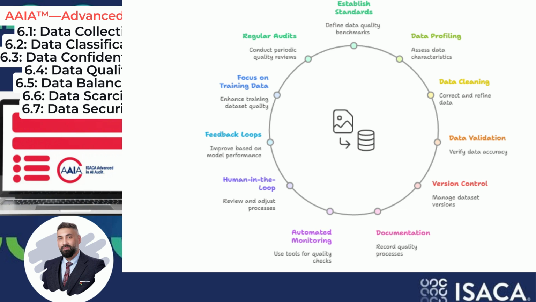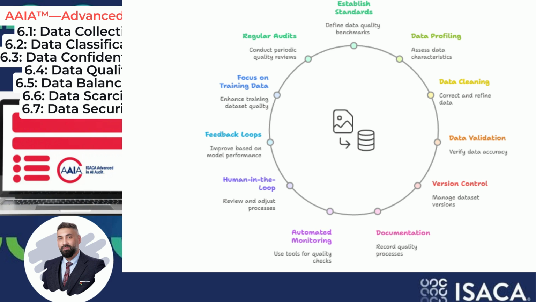Now let's shift our focus to a characteristic that is perhaps the most talked about aspect of data in AI. Section 6.4, Data Quality. Data quality in the context of AI refers to the fitness of data for its intended purpose in training, testing, and operating AI systems. It's not an absolute measure, but rather a multifaceted concept that is highly contextual to the specific AI application and its objectives. The old adage, garbage in, garbage out, GIGO, is more relevant than ever in the world of AI.